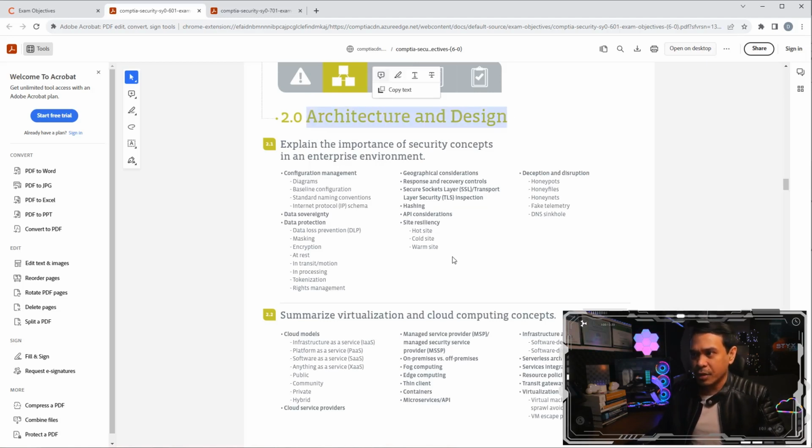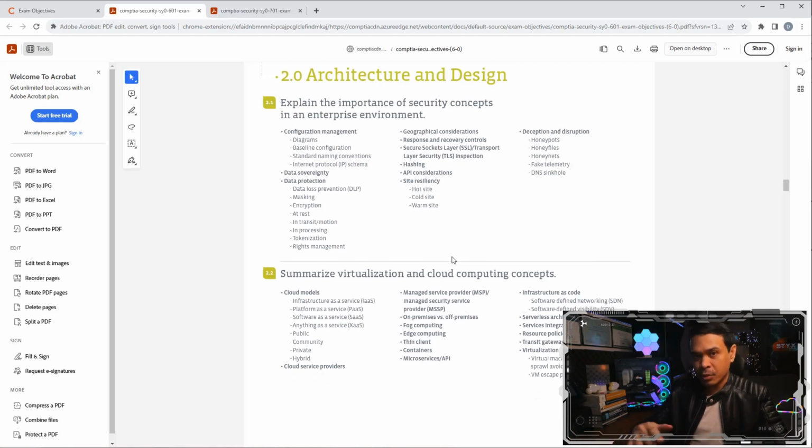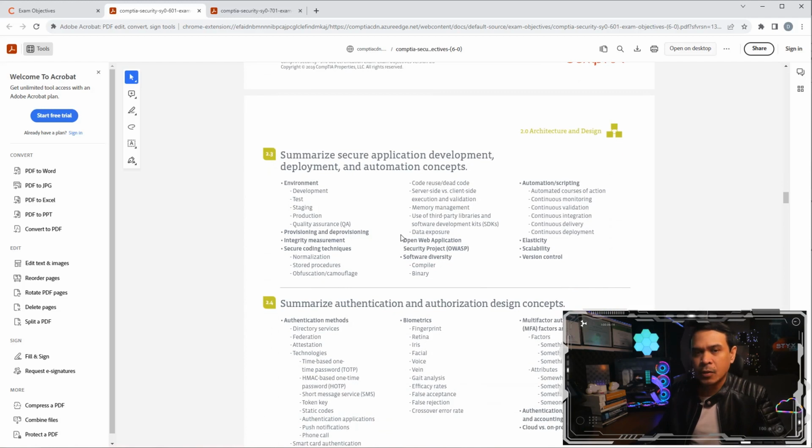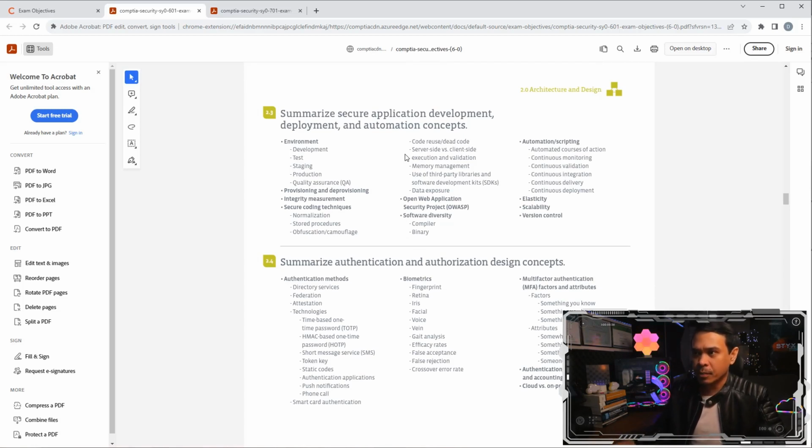Now, as we move to architecture and design, this is more on the technologies involved with cybersecurity. This is where we introduce virtualization, and cloud models, such as IaaS, PaaS, SaaS, etc. We also talk about data protections, and under data protections, we have DLP, encryption, masking, etc. Some of the common terminologies such as site resiliency, hashing, configuration management, and so forth. I would say this domain is more of an introduction to technologies such as networking systems, like virtualization, as I mentioned. It also talks about application terminologies and concepts, such as development, test, QA. They introduce OWASP as well, and they also talk about automation and scripting here.